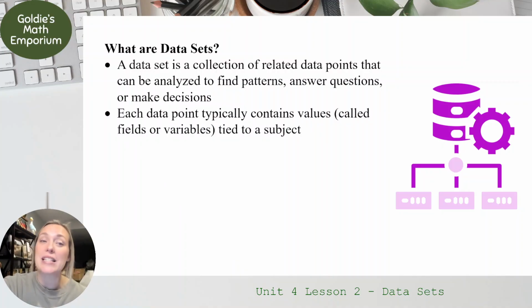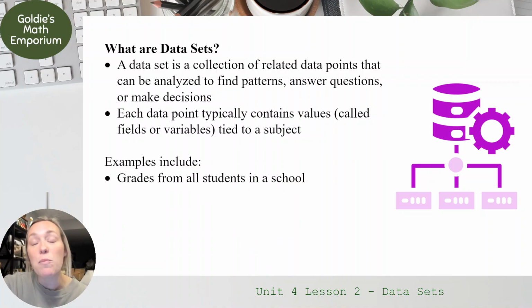So each data point typically contains values. Different textbooks call them different things, fields, variables, but it's tied to a subject of some kind. Now, these data points can be, of course, qualitative, quantitative. You can get even further, discrete, continuous, right? There's many different types of data categories. We're not going to go into those necessarily. We're just going to look at the bigger picture of data sets.